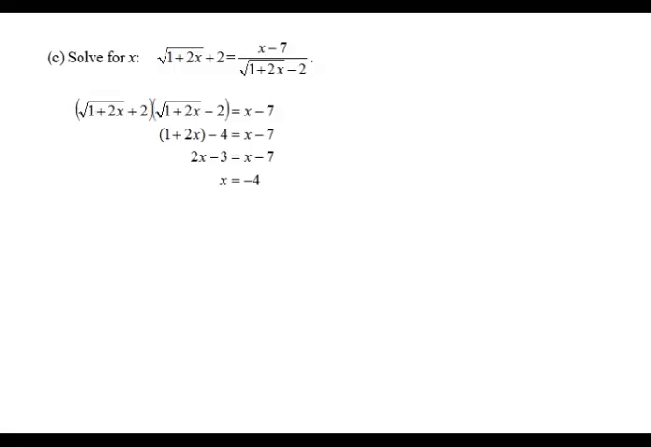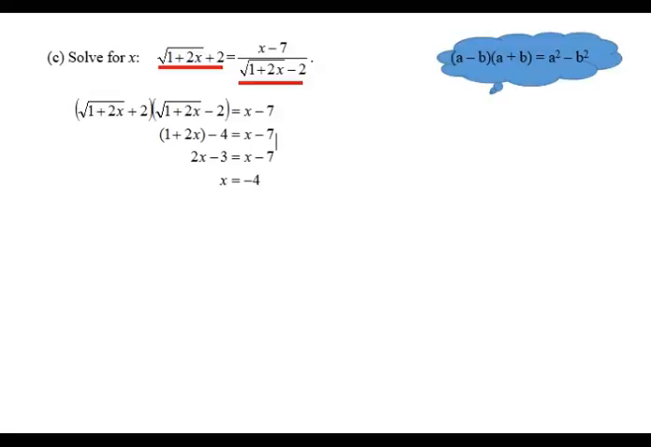Question C, solve for x. When we have fractions involved like this, our first step is going to be to cross multiply. Now, what you always have to watch carefully here, those two expressions underlined in red, they're actually just the difference of 2 squares. So when I cross multiply, it's like I've got over there in blue: a minus b times a plus b gives a squared minus b squared. And that's exactly what happens with these two terms when they multiply together. And so instead of a squared, I've got the square root of 1 plus 2x, squared, or 1 plus 2x, and minus 2 squared. Simple equation from there. Collect terms, solve, x equals negative 4.